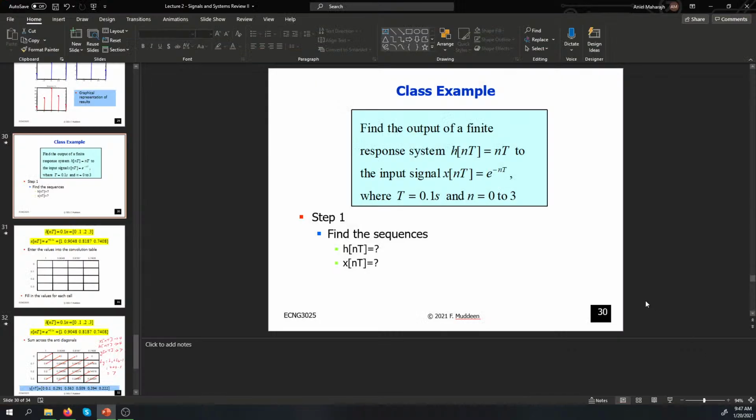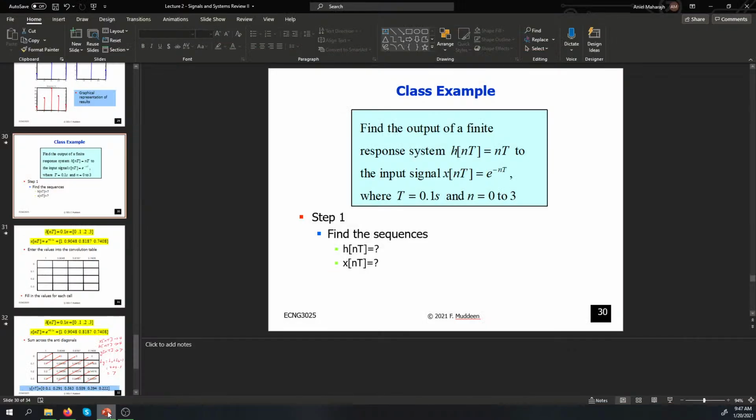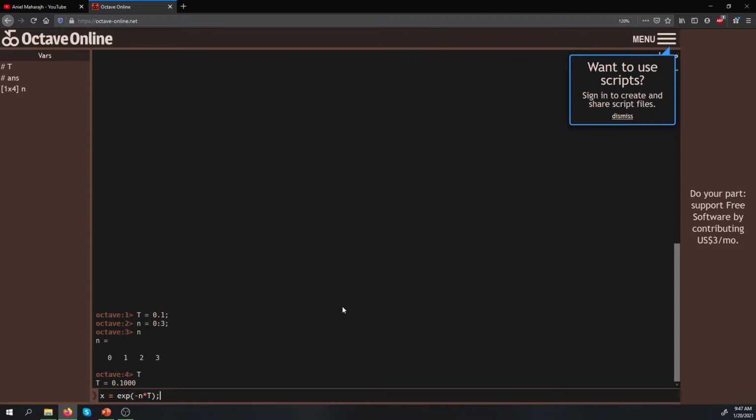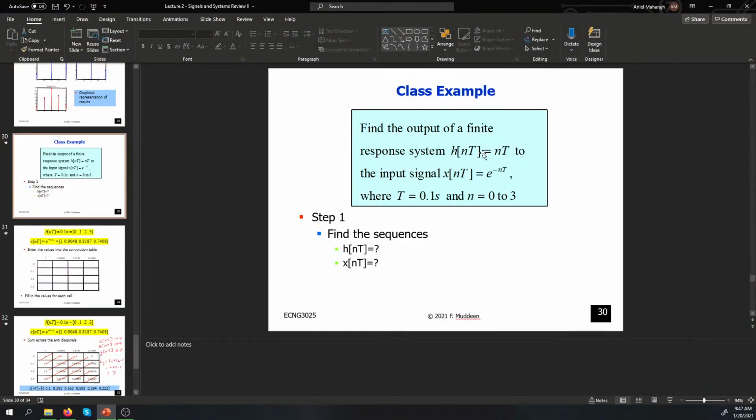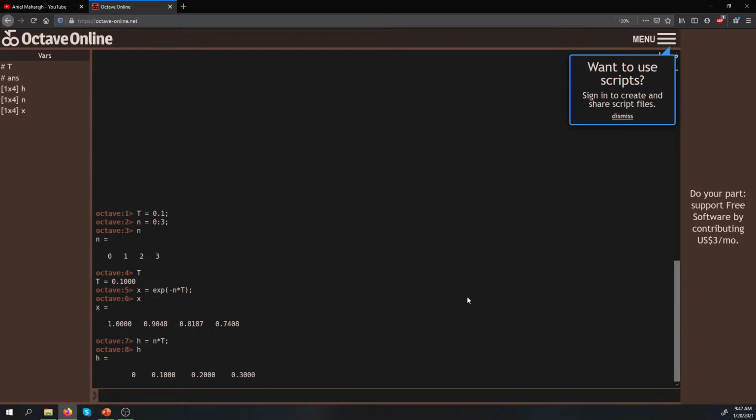Let's backtrack to our signals. X of nt here was equal to e to the minus nt. So let's evaluate this. We're going to say x here is equal to exp of minus n times t. And we can see x here gives us our values, and then h here was n times t. So that's going to be n times t. And we can see h here gives us our values as such.